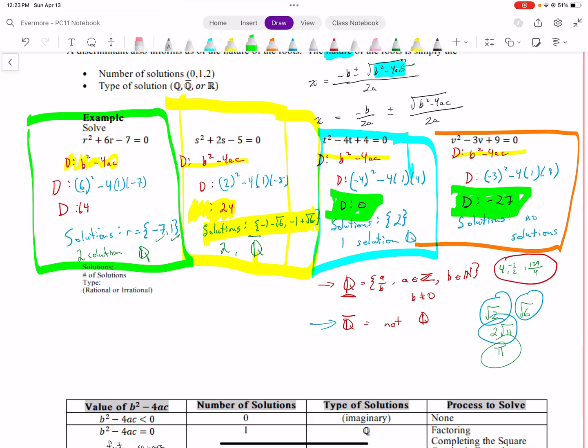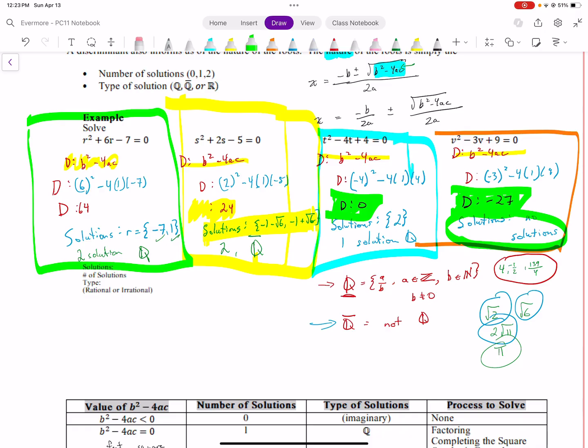The value of my discriminant is negative 27. However, when I solved it, it had no solutions. Now, I'm skipping over an important part here. I'm skipping over the part where we're able to determine what the solutions are. You have experience in doing that.